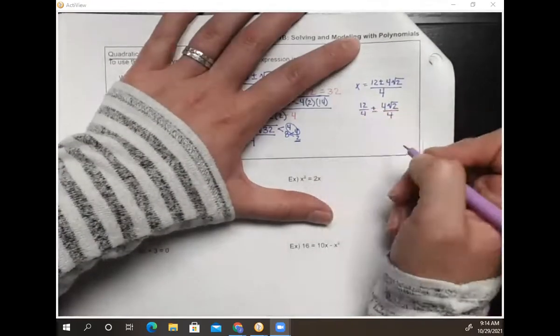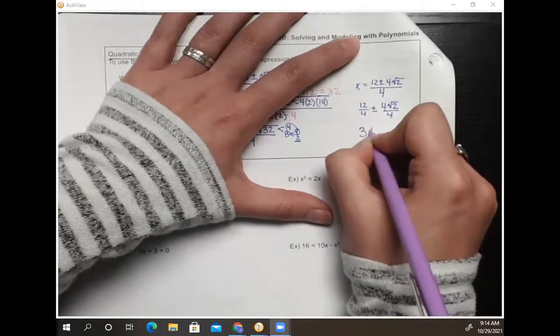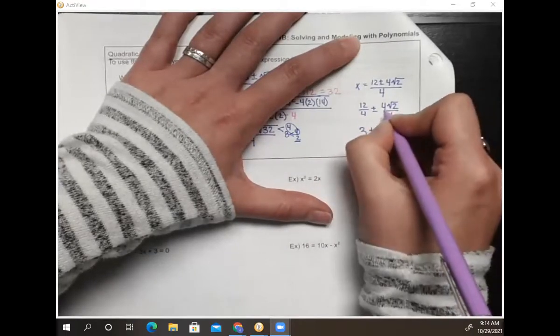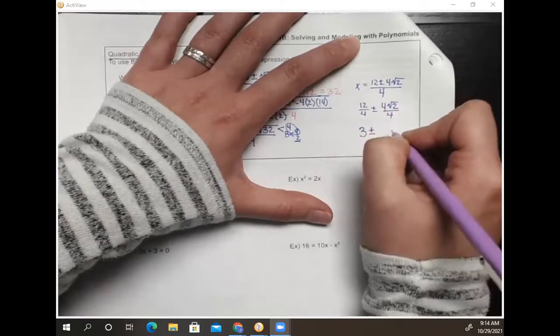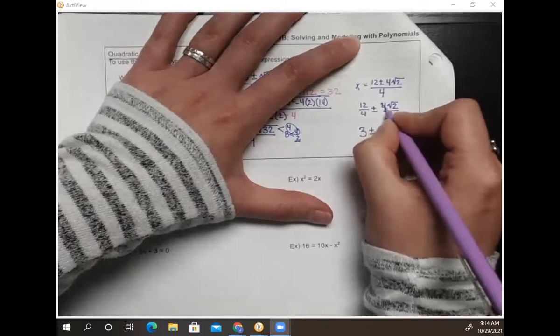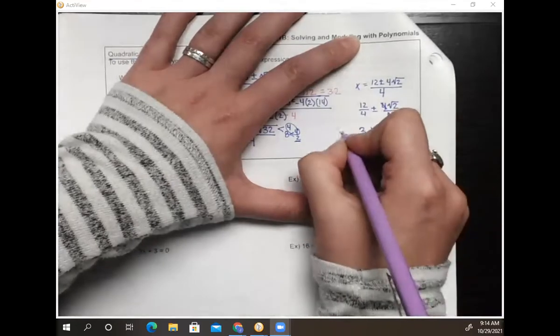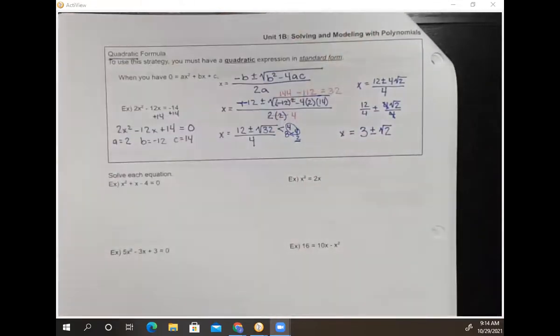So 12 divided by 4 would be 3. Still have my plus or minus. And then I can reduce anything that's outside the root. We can't touch anything inside the root, but I can reduce anything outside the root. So those 4s will reduce outside the root, leaving me with just root 2. So there are my solutions, 3 plus or minus the square root of 2. So I have 3 plus root 2 and 3 minus root 2.